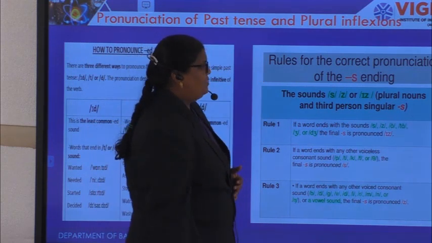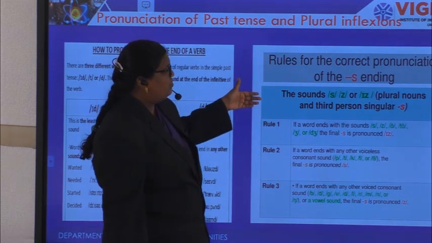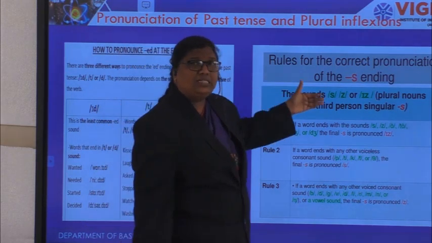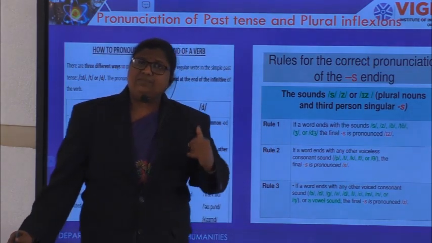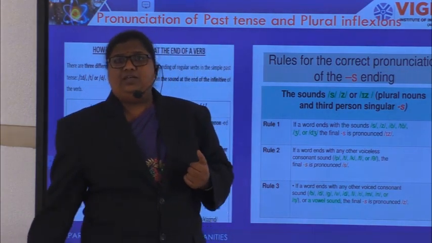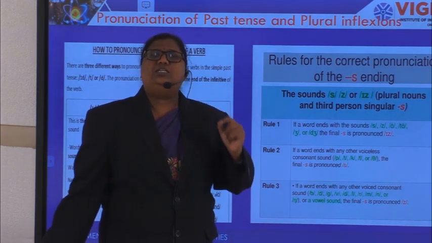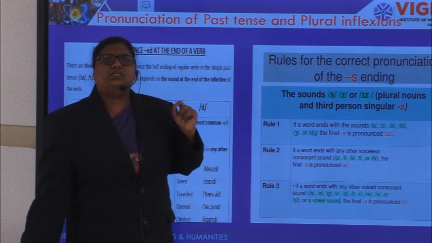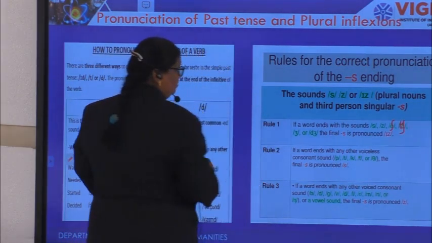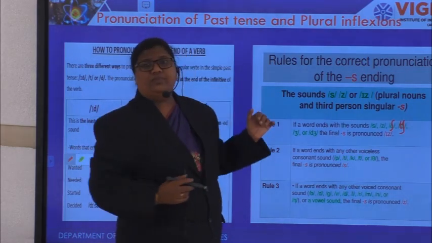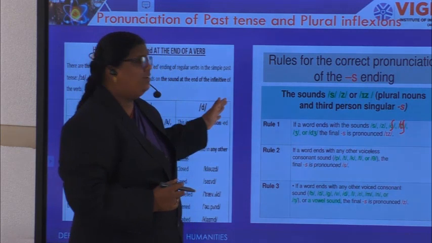Rules for the correct pronunciation of the s ending. So the first, the sounds s, z, iz. For your convenience, I am pronouncing it as s, z, iz. Okay? Now coming to the next rules, it is plural markers or plural inflections.